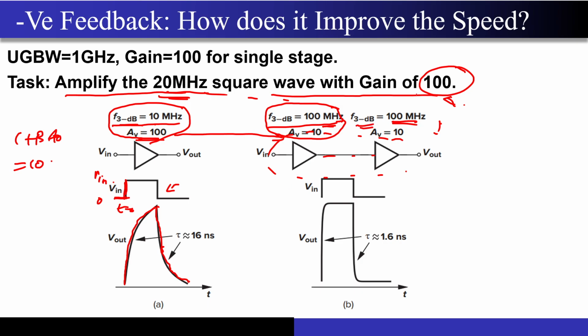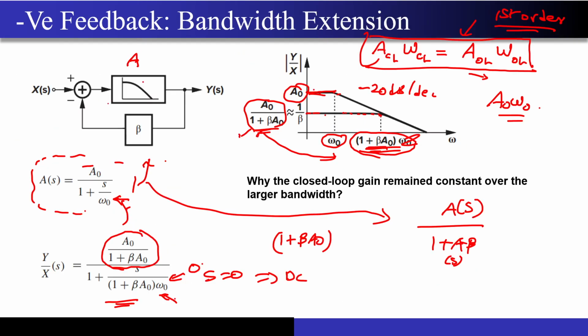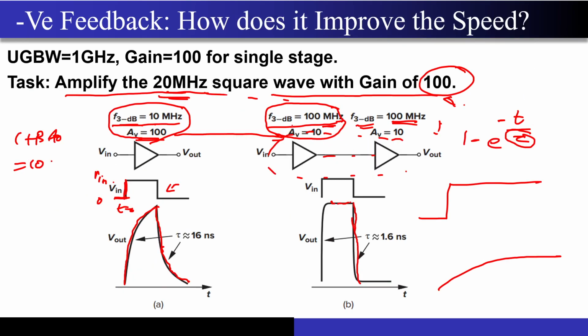Now what we expect, if the 3 dB bandwidth of the amplifier is improved, is the way it reacts to the input. Let's say I gave a unit step function like this, then the output is going to charge exponentially towards the final value. So now if I increase the bandwidth of my amplifier, this tau that you are seeing over here is going to reduce, and this is what you are seeing over here. The rise time and the fall time have considerably reduced. So this is the application of this bandwidth extension that you can have with feedback.